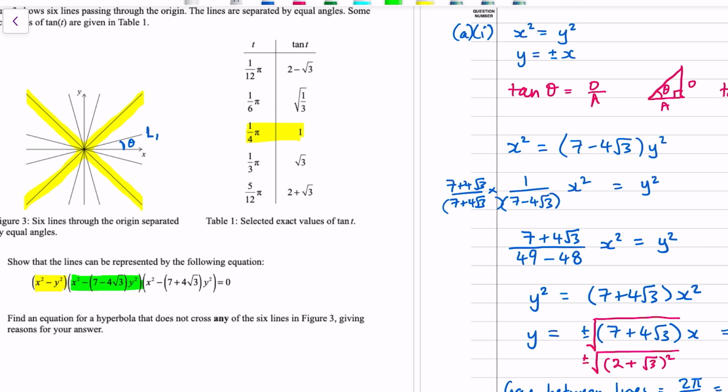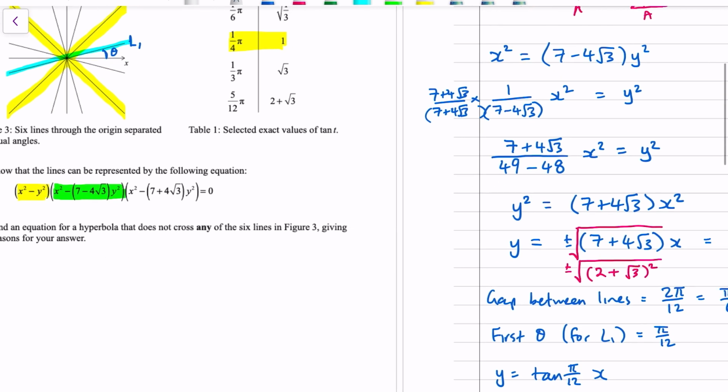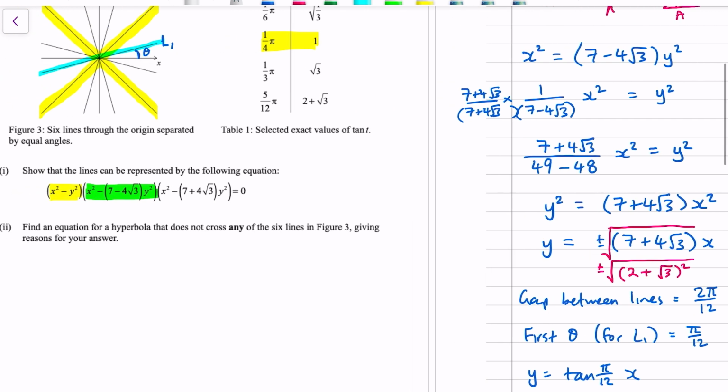Let's draw these equations here in a different colour. Let's go blue through here. So that one had a slope of pi over 12, and if we haven't solved this bracket equal to 0 yet, so if we do that, x squared equals 7 plus 4 root 3 y squared.